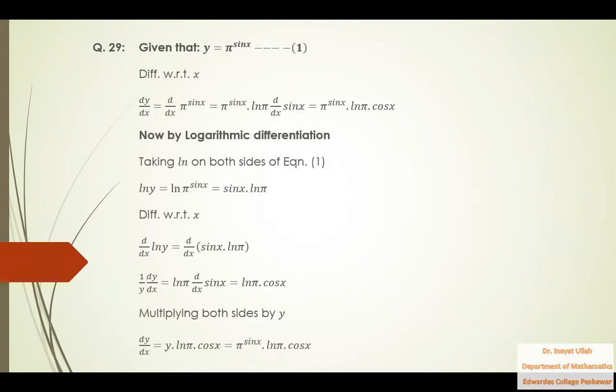we'll get this equation. y will be cancelled out from this side and will be multiplied on that side, so that is y. And the last step is we need to replace y by its own value, which is pi to the power sine x. That is the value of y. The given question, y is pi to the power sine x. So we have replaced this y by pi to the power sine x, and see that this answer and the answer obtained by the formula, both are the same.